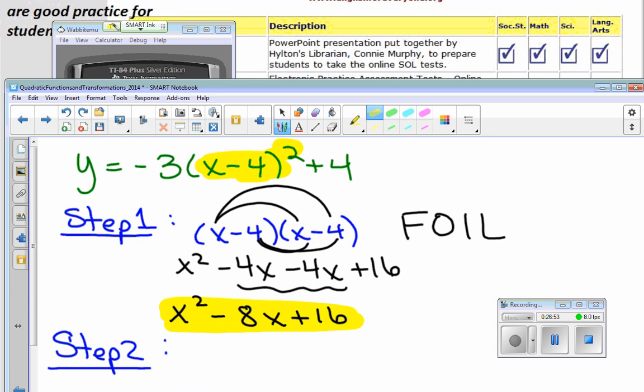Aren't you supposed to combine like terms in step 3? You do that again in step 3, yes. But you have to simplify this first before you replace and distribute. Okay? All right, so we're going to replace and distribute.